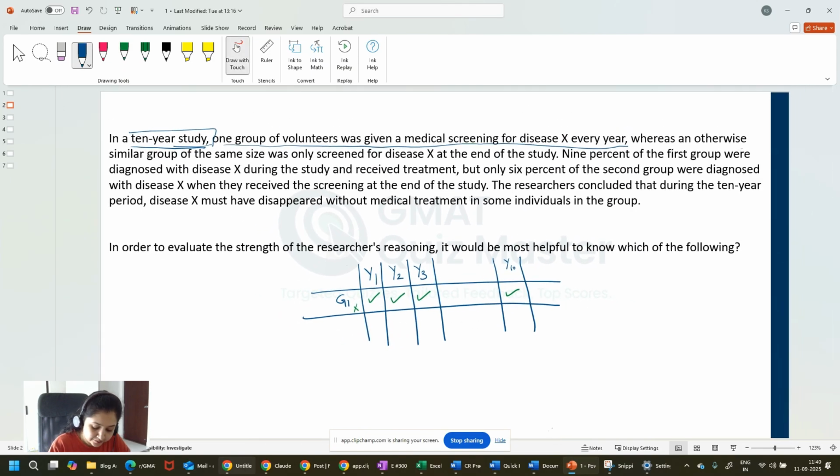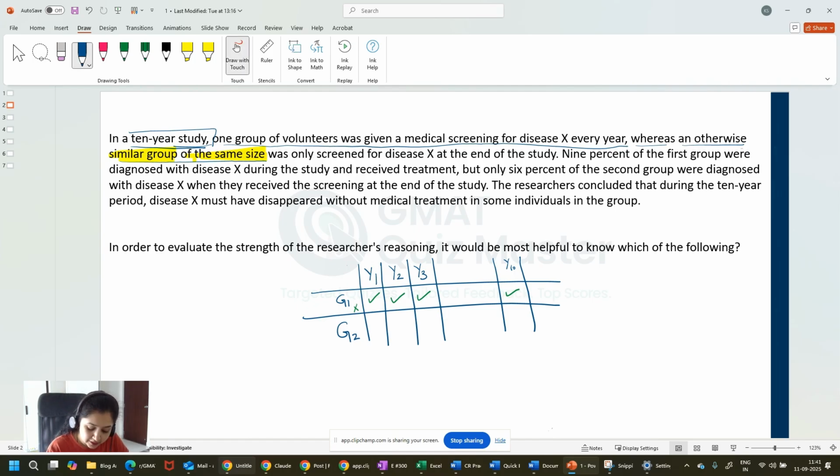Let's read further. Whereas an otherwise similar group of the same size. Now we are talking about another group which is G2, and it is very important to note that this group has been given to be similar and of the same size. So we cannot say that there are major differences between G1 and G2. They are similar and of the same size.